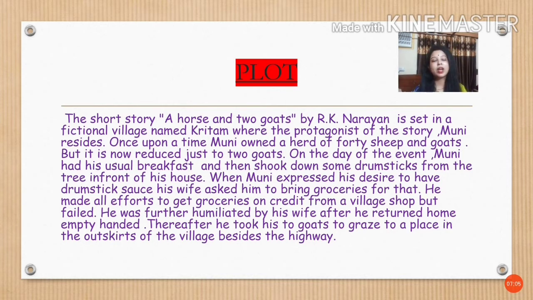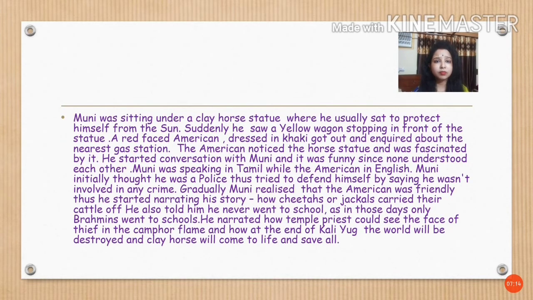He went beside the highway where there was a huge meadow, and there he took his goats so that they could graze. Muni was sitting under a clay horse statue where he usually sat to protect himself from the sun. So while the goats were grazing, he as usual, like any other day, sat under a clay horse statue which was placed there. And why did he sit there? To protect himself from the scorching sun.